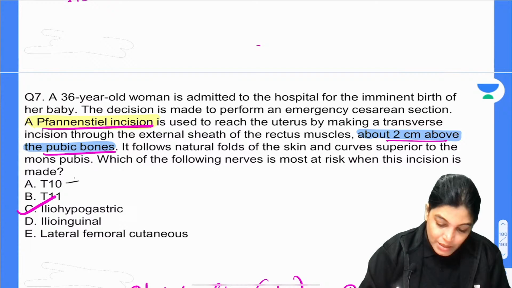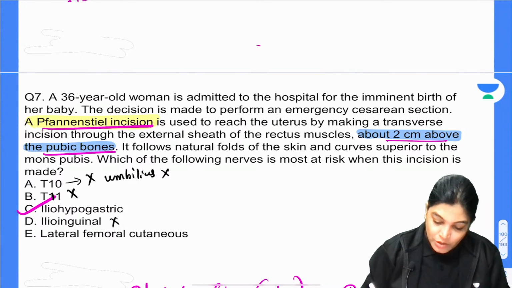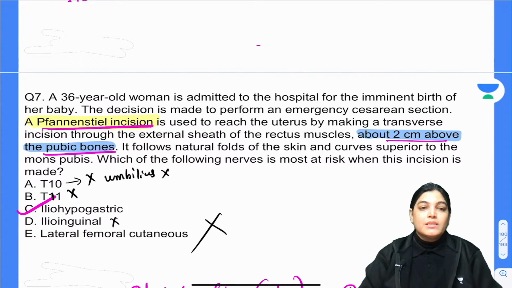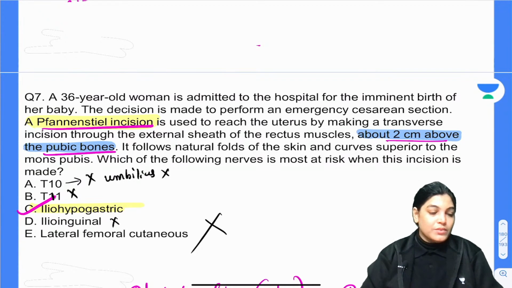Now, T10 is not the right answer. It is giving innervation to the area around the umbilicus. T11 is wrong. Ilioinguinal is wrong. Lateral femoral cutaneous nerve is wrong. So, the correct answer is iliohypogastric nerve.